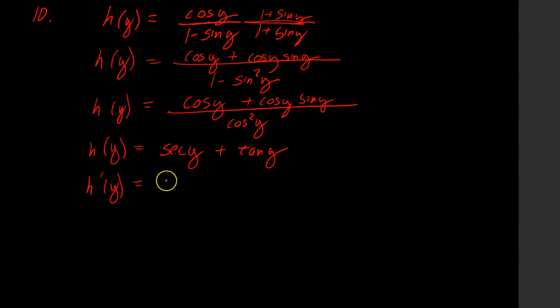the derivative of secant y is secant y tangent y. Do I need a y prime? No, the input variable is y. Plus the derivative of tangent is secant squared of y.